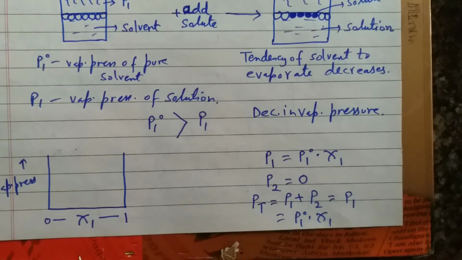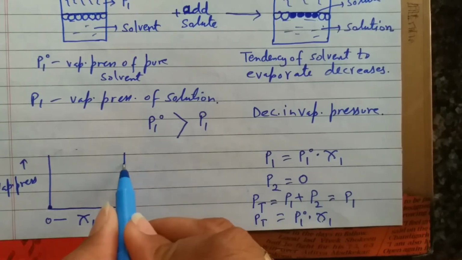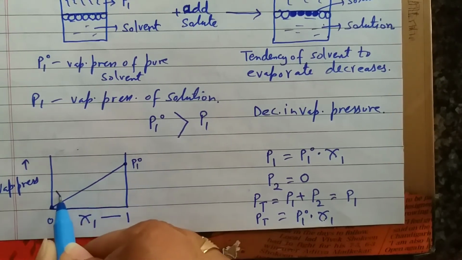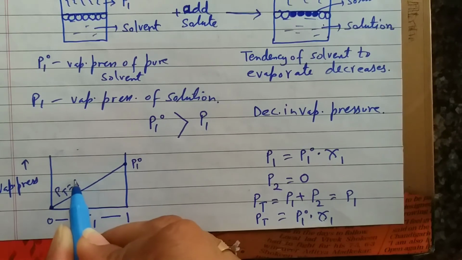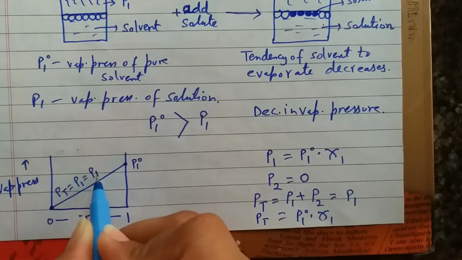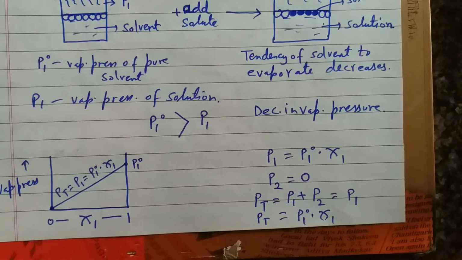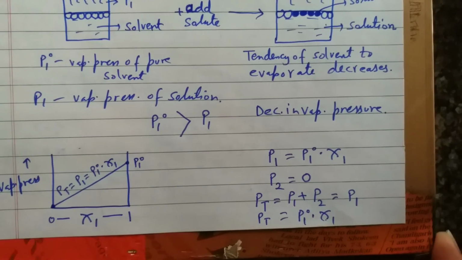So if you plot a curve of P total, it will be equal to P1 naught into chi1. When you put chi1 equal to 0 here, Pt will be 0. So you start from here. And as chi1 increases, Pt will also increase, and when chi1 is equal to 1, Pt will be P1 naught. So let's say somewhere here, this represents P1 naught. So this is the variation of P total, or P1 you may say, which is equal to P1 naught into chi1.